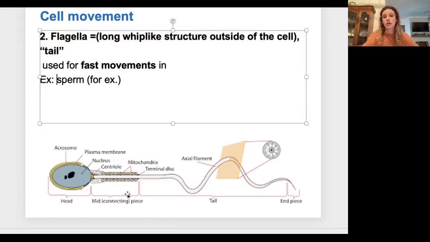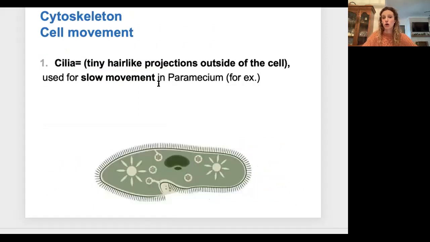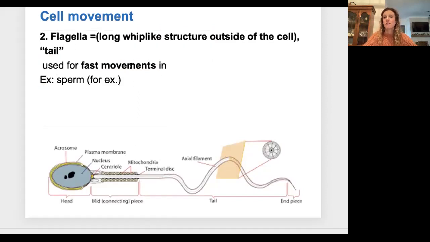It uses the tail to swim super fast, kind of like a propeller. I like to think of a flag waving in the wind, like a tail. So it uses a really fast propeller to swim, whereas cilia is very slow movement. So flagella, fast movement; cilia, slow.